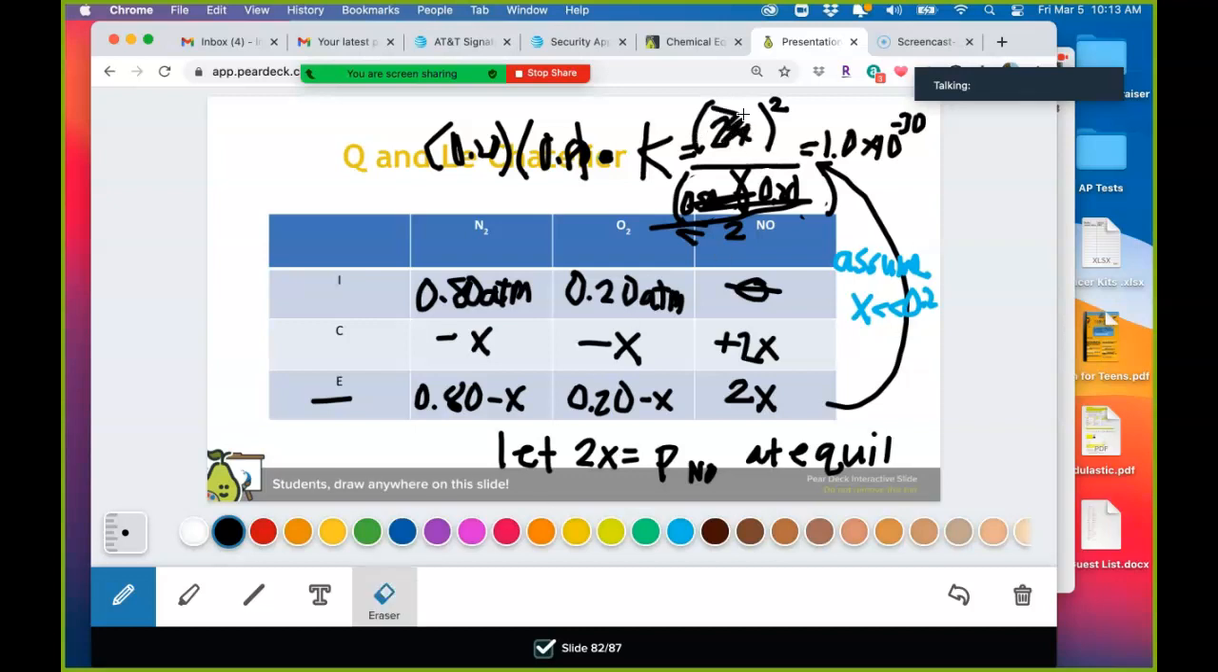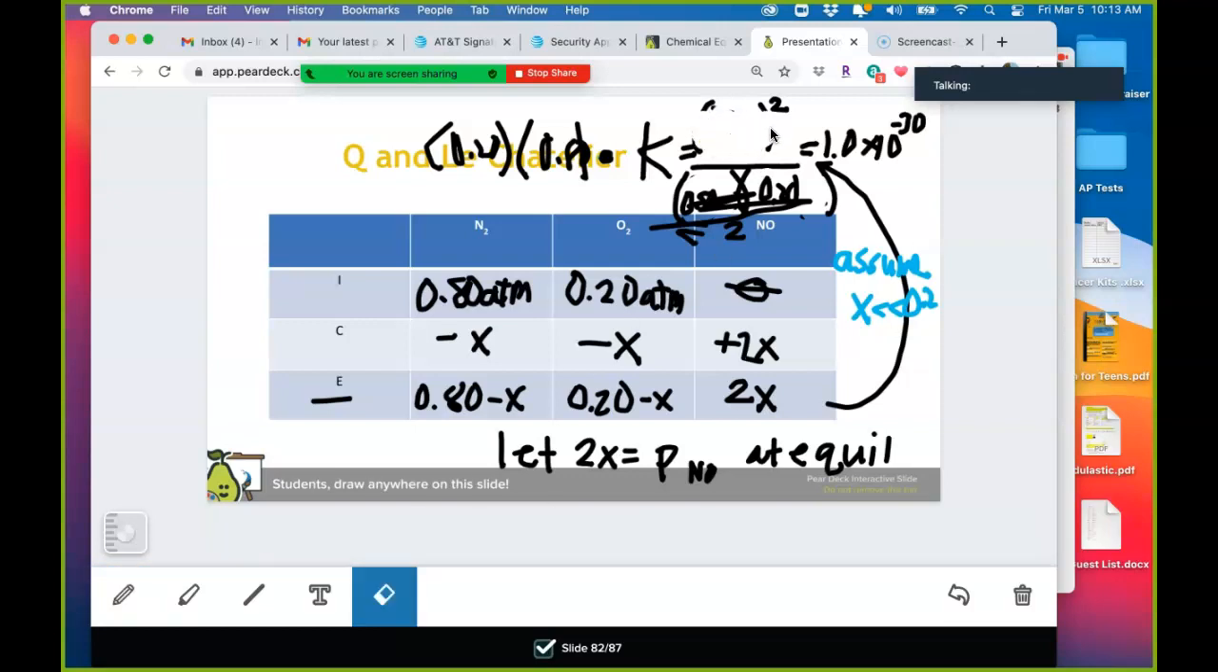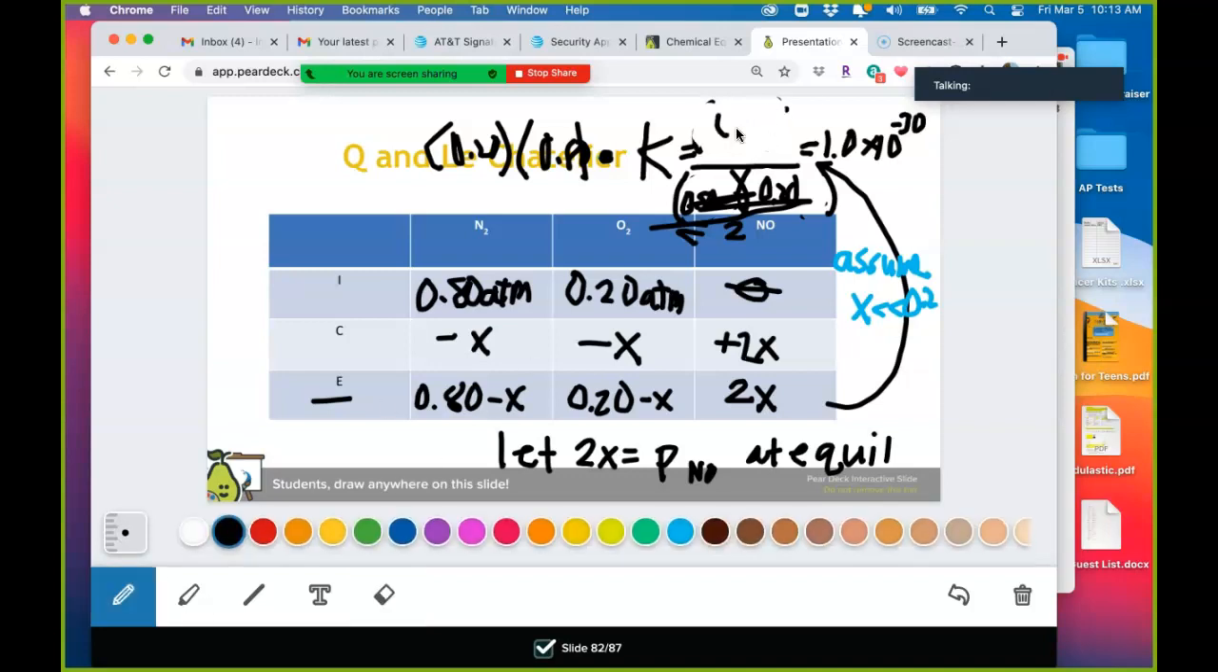So then to get x, I have to divide by 4, and then square root. I'll let you try to work that out. I'll write what I get.